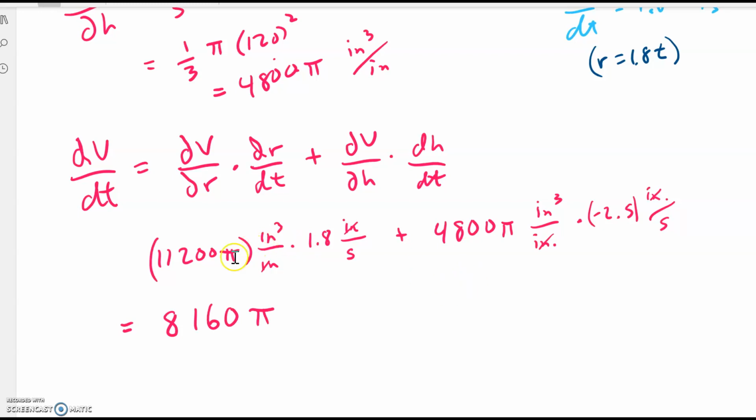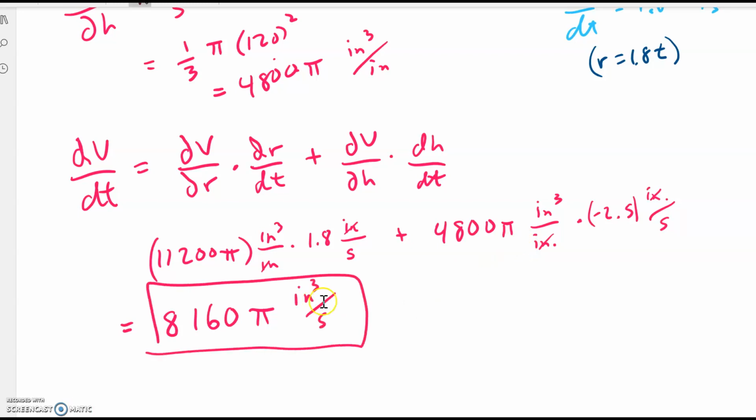So it's positive because the increase in volume as a function of radius, the volume is increasing faster over here than it's decreasing because of the shrinking height over there. And then the units would be cubic inches per second. So there's the answer right there.